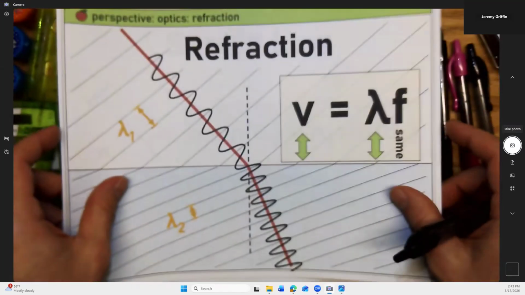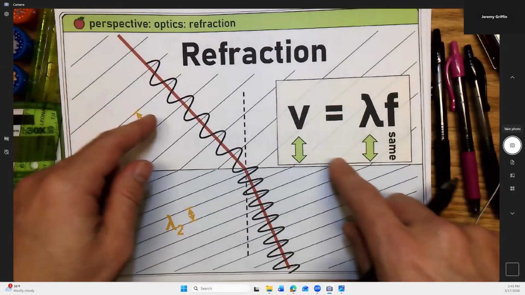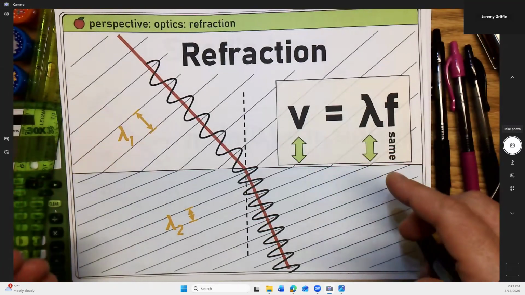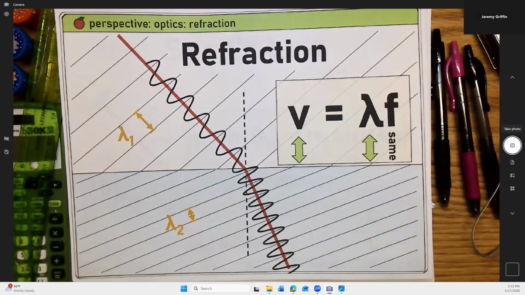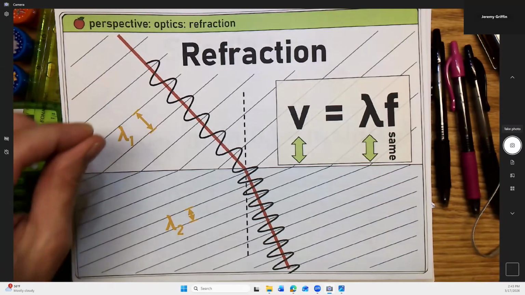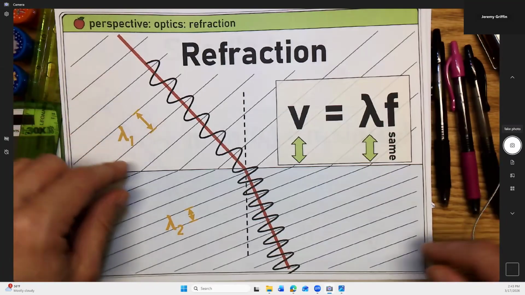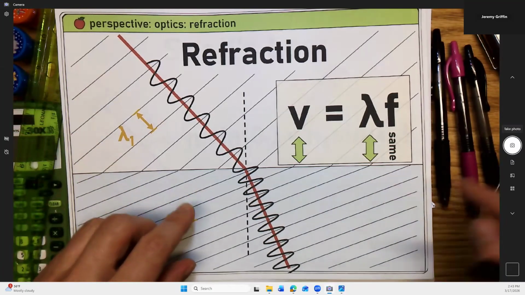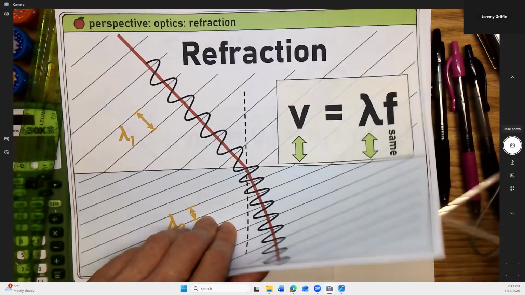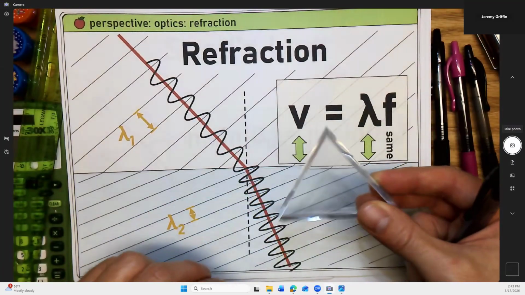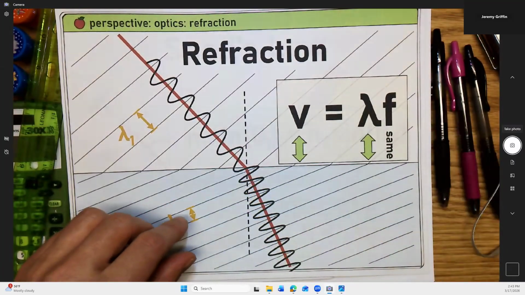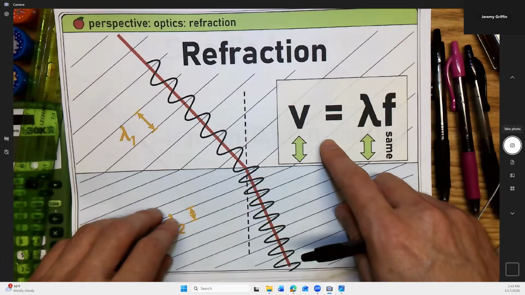The explanation goes that the speed of light is 3 × 10⁸ meters per second, but really that's only true through a vacuum. When it goes through air, it slows down a tiny, tiny bit. But when it goes through a different medium like water or glass or whatever kind of plastic this is, then it'll slow down significantly more. And what happens when it slows down?